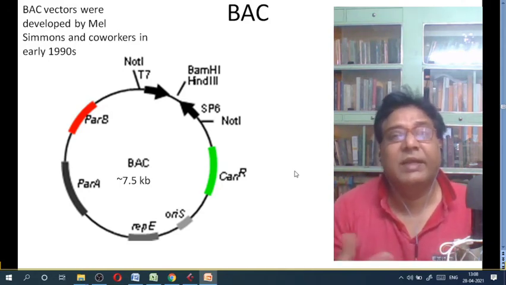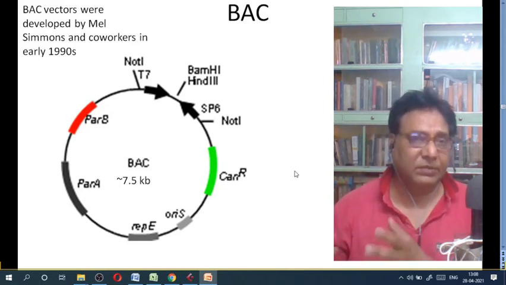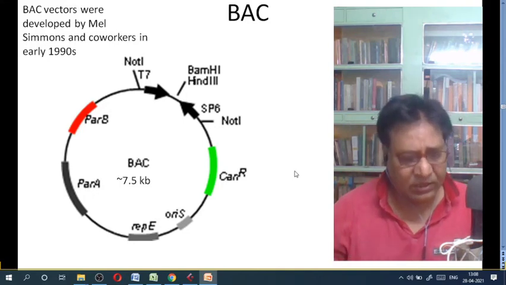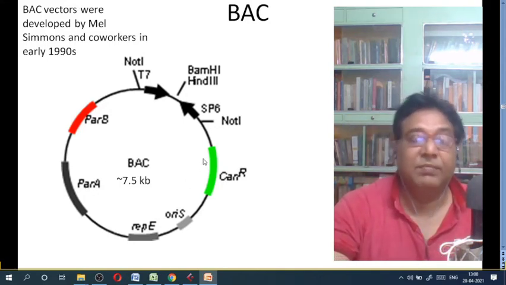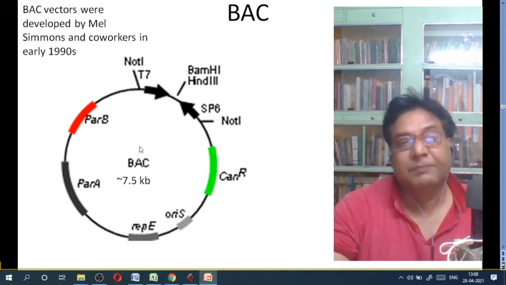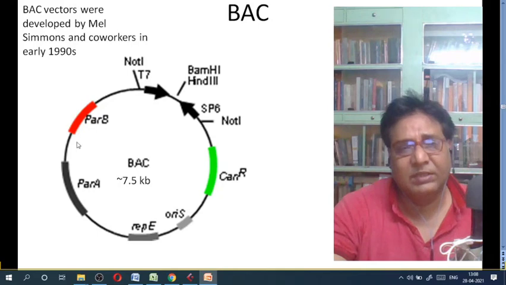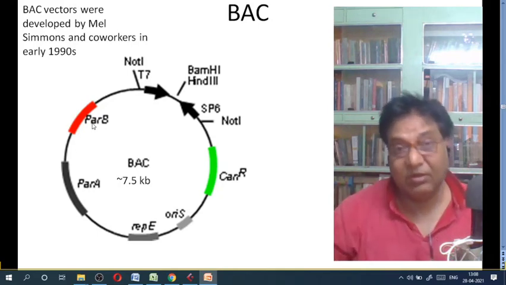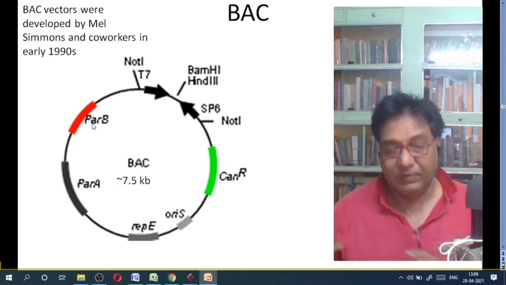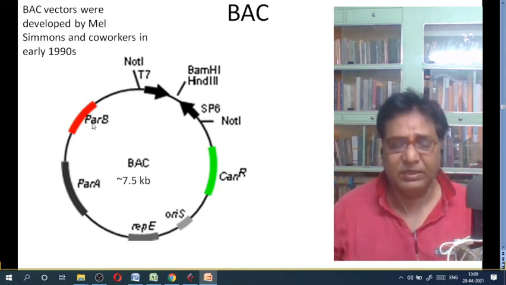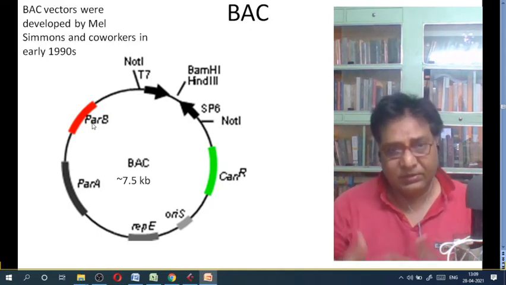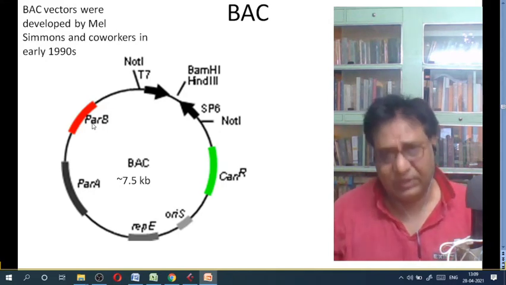Several different kinds of libraries are being made for genomic research. Genomic research is another thing that is also very interesting, but these vectors are basically made for those purposes. This vector contains the parA and parB genes. These are responsible for partitioning of the chromosome when the bacterial cells are dividing, since they don't have any centromeric region. So the function of parB is equivalent to those centromeres, you can say.